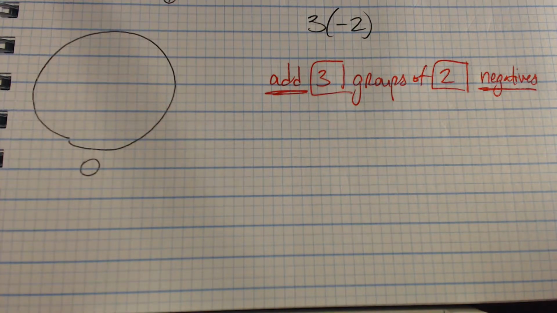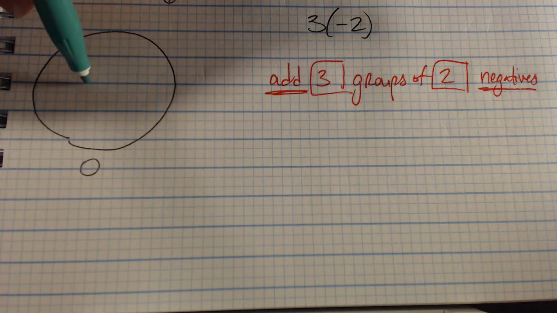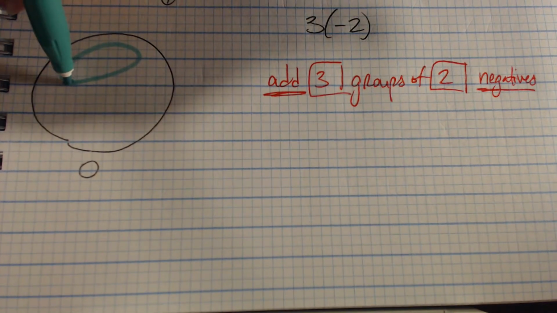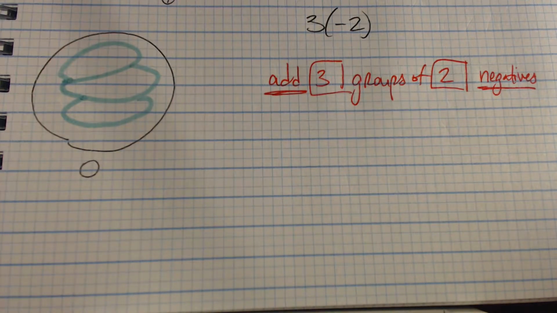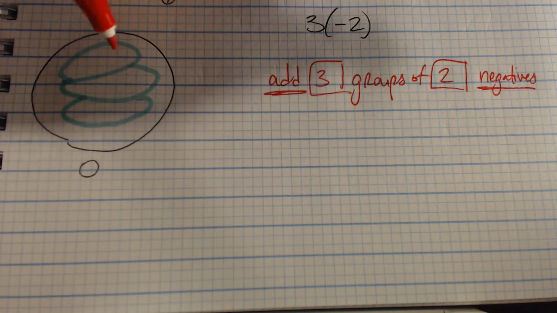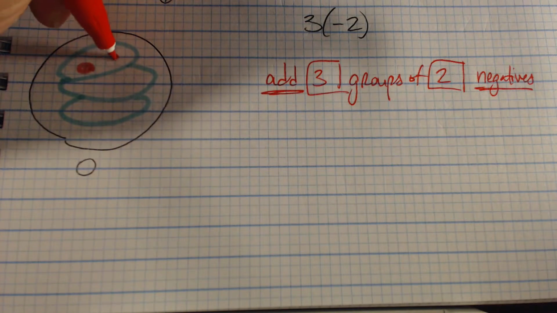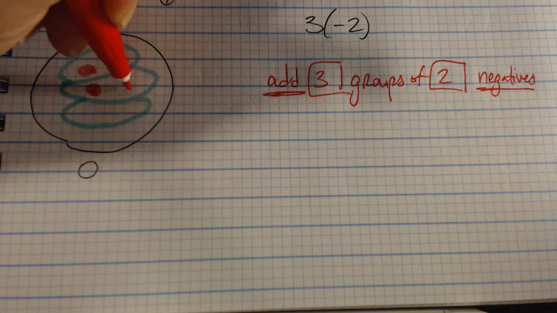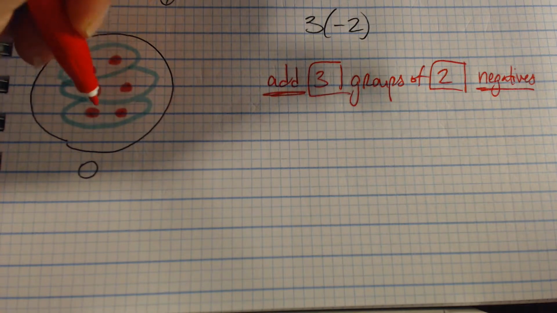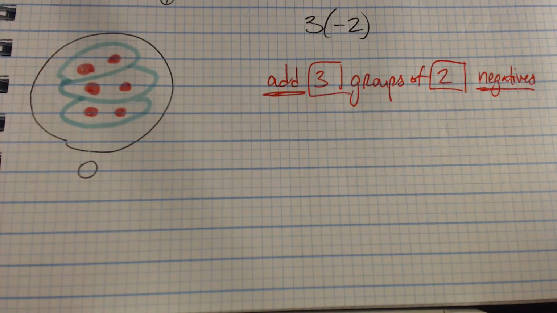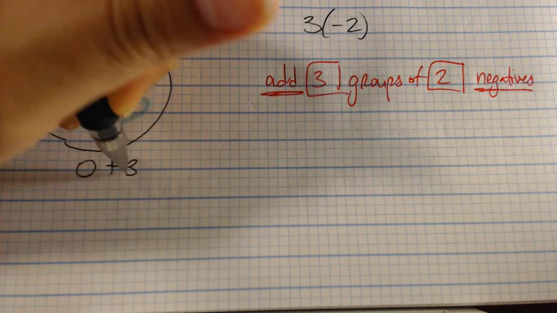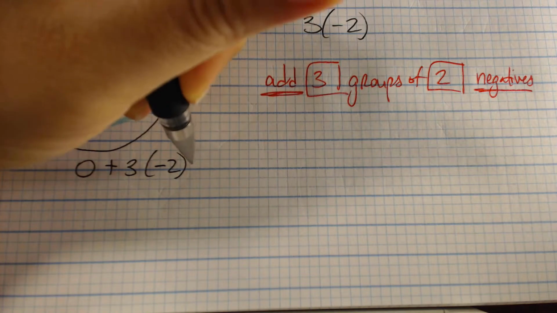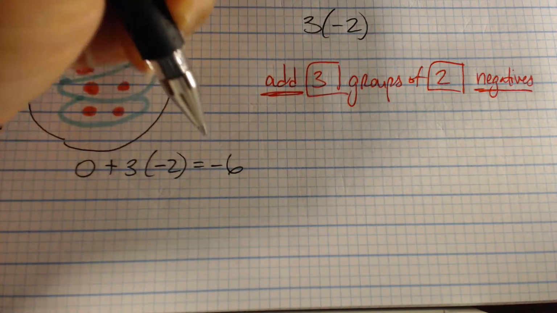So I'm adding them in. I'm just going to put in the 3 groups already. You don't need to put in the 3 groups normally. I really want to illustrate that we're following those instructions. There's 3 groups and it's 2 negatives. So I'm going to put in negatives in each group. So 1 group of 2 negatives, 2 groups of 2 negatives, 3 groups of 2 negatives. So it was 0, and then I added 3 groups of 2 negatives to get -6 total.